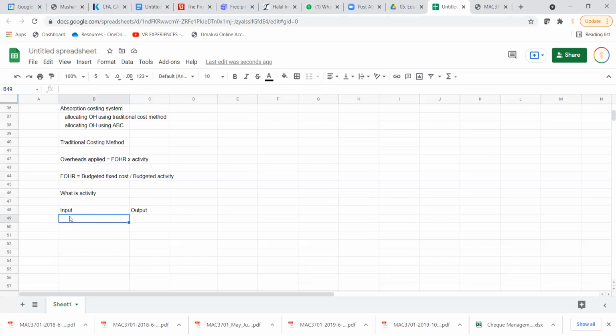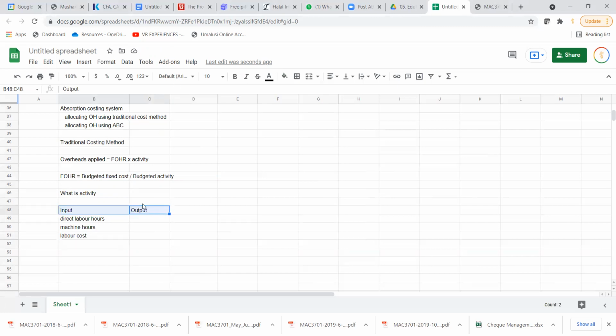The typical example of an input activity would be direct labor hours, or machine hours, or labor costs. So when they say overhead is allocated using labor costs, or machine hours, or labor hours, then that is the activity they are referring to, and that's what we will plug in here by that activity and here by this activity. Very important, so it's important to know that.